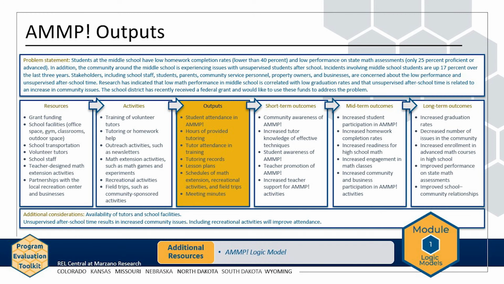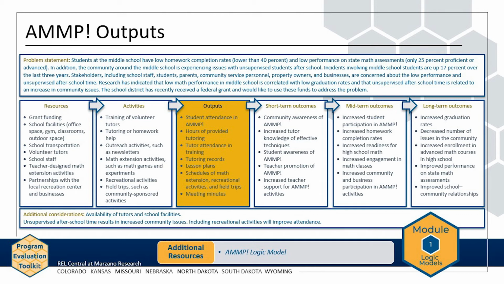The outputs for AMMP are in the third column, shaded in gold. They include the following: student attendance in AMMP, hours of provided tutoring, tutor attendance in training, tutoring records, lesson plans, schedules of math extension, recreational activities, and field trips, meeting minutes.